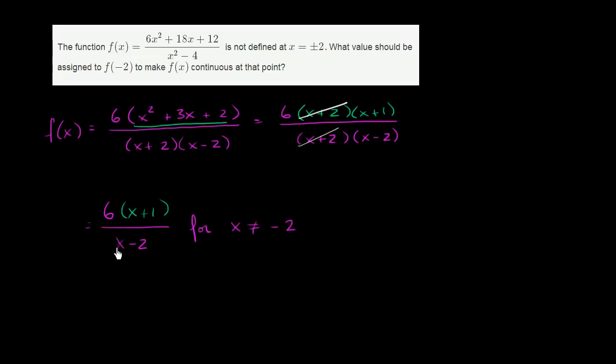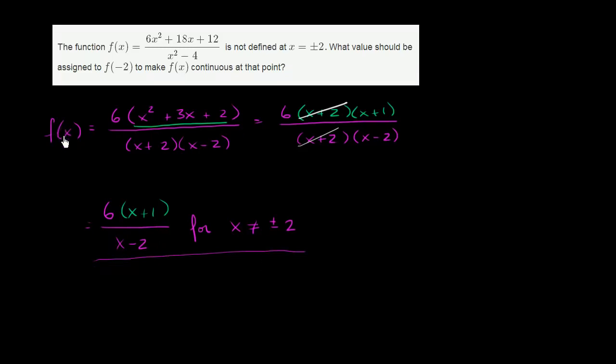And it's also obvious that x can't be equal to 2 here. This one also isn't defined at positive 2 because you're dividing by 0. So you could say for x does not equal positive or negative 2 if you want to make it very explicit. But they ask us, what can we assign f of negative 2 to make the function continuous at the point? Well, the function is completely equivalent to this expression, except that the function is not defined at x equals negative 2. So that's why we have to put that constraint here if we wanted this to be the same thing as our original function.